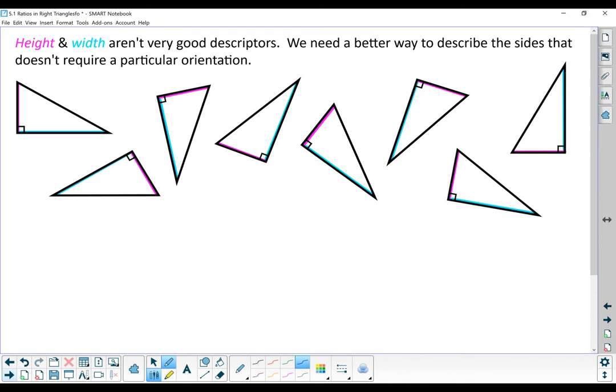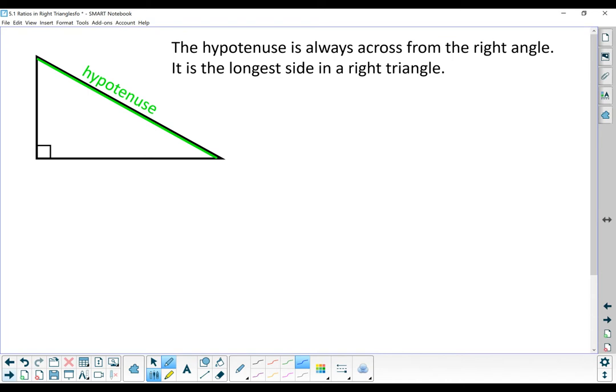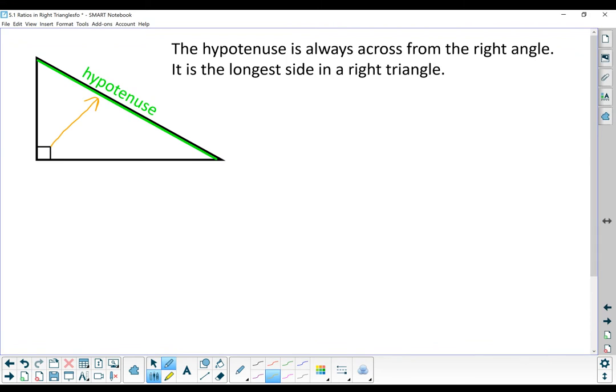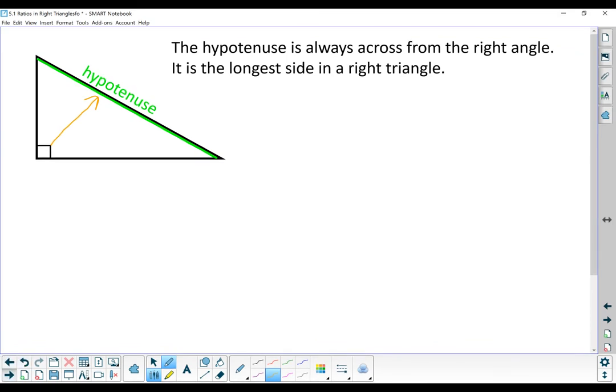Height and width, though, aren't very good descriptors, for one thing because the triangle could be turned in any direction. So we need a little bit better way to describe these sides that we're going to be using in ratios that doesn't require a particular orientation. When you look at a right triangle, you should be able to always recognize the hypotenuse. We use the hypotenuse in the Pythagorean theorem. The hypotenuse is the one that is always across from the right angle. Wherever the right angle is, the hypotenuse is the one across from it, and it is always the longest side in the right triangle.